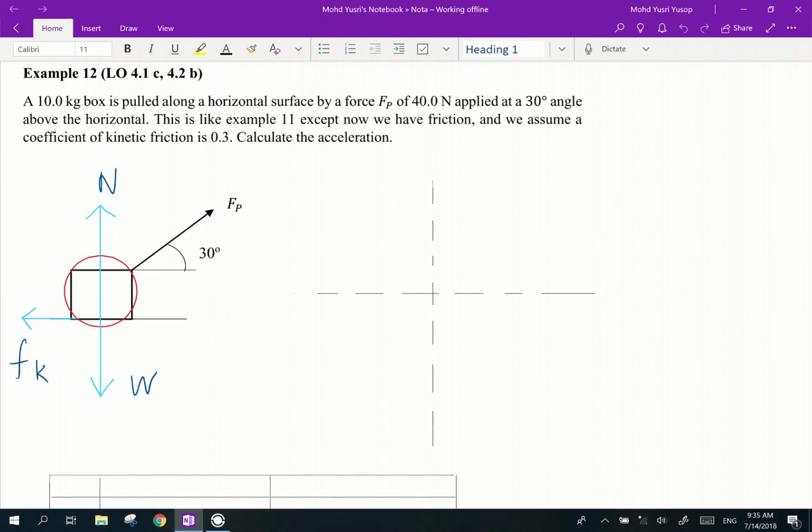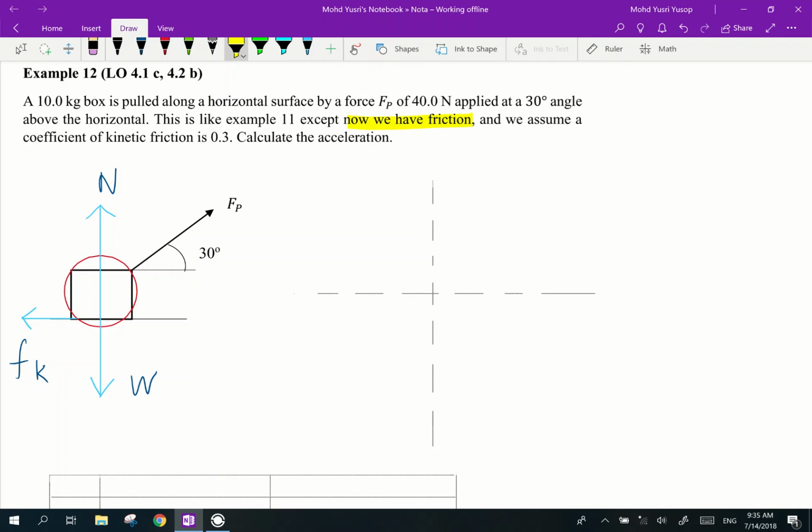Kita akan bincangkan example 12. Dan sebenarnya situasi example 12 sama dengan example 11. Cumanya kali ini dalam example 12 kita tambah satu force yang ini friction. Okay, so this is like example 11 except now we have friction.